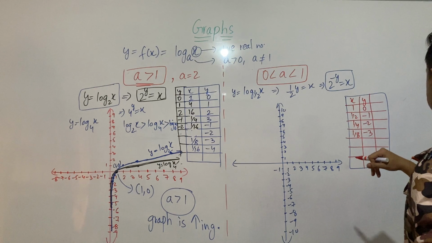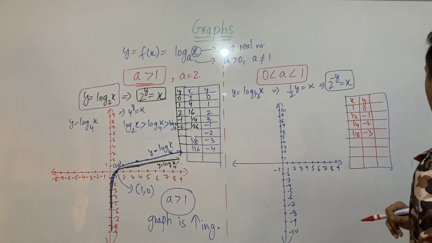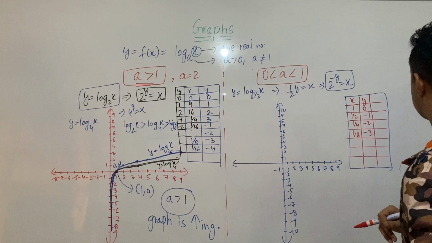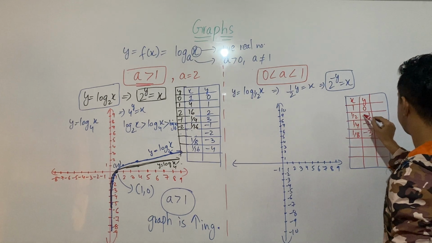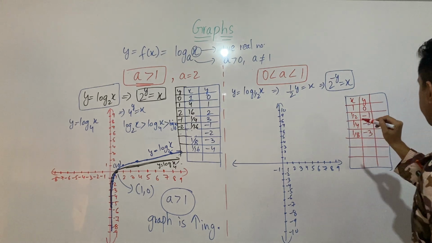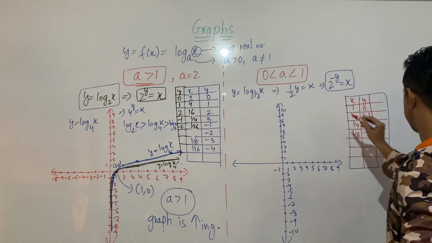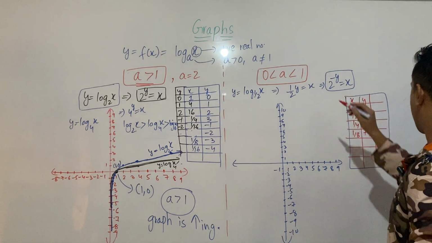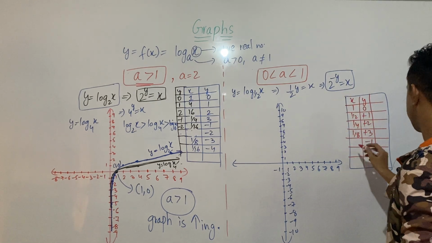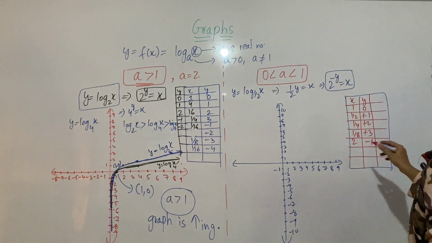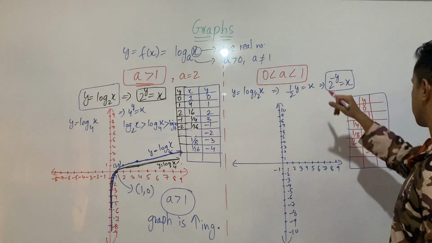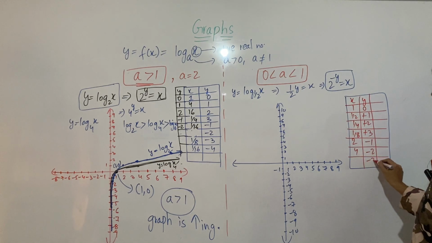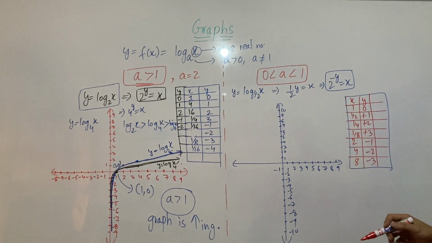Now we can take some negative values. These were positive values because it's minus y. If we take y as minus 1, then it's going to be 2. If we take y as minus 2, then minus of minus, plus 2, it's going to be 4. And if we take minus 3, it's going to be 8. So let's plot the graph.